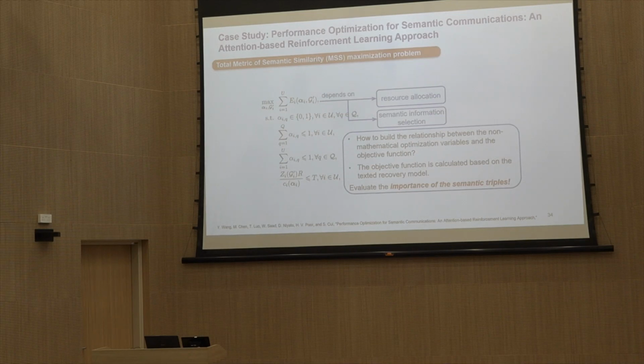Then the optimization is formulated. We look at the total metric of semantic similarity maximization problem. So E is the total metric, which depends on resource allocation and semantic information selection. So they need to be done jointly. Here, the question is how to build the relationship between non-mathematical optimization variables and the objective function. The objective function here is calculated based on the text recovery model. So there is no closed form solution. And we need to evaluate the importance of the semantic triplet.